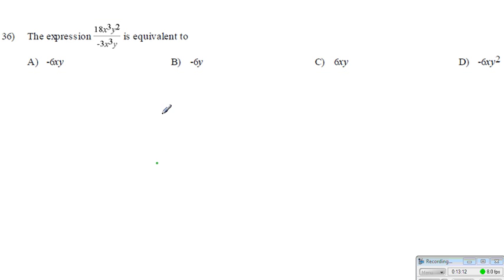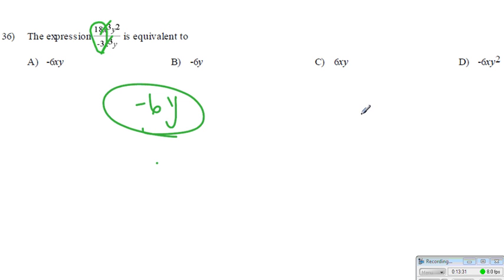Alright, so what is this equivalent to? 18 and negative 3, when you divide them, you end up getting negative 6. How about x? x to the third, x to the third. When you cancel them out, there's nothing left. So we don't have any x. y squared divided by y becomes y. So we're looking at negative 6y. Negative 6y will be choice B, our answer.